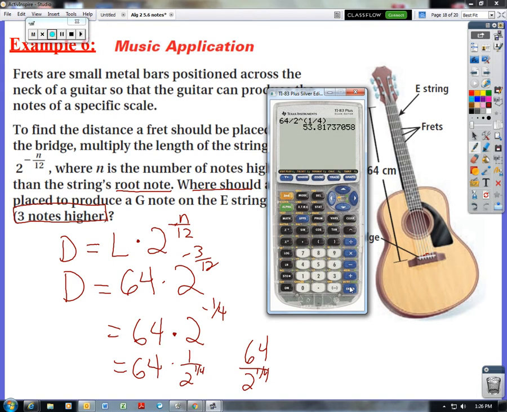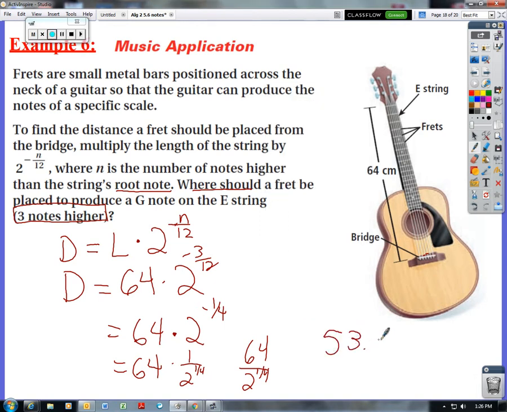I don't remember how many decimal places. I'm just going to go to tenths. 53.8. This is a distance, so it's probably in centimeters. And that's that. I was just making sure it made sense. It's a good thing. It's smaller than 64 centimeters. If it was greater than that, I would be worried.